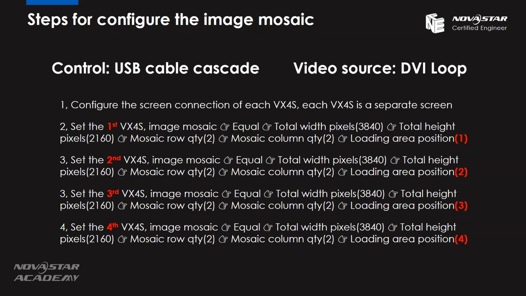And for some application scenarios, the customers may have a requirement to switch the video source and open multiple layers. But for the VX4S here, if we use DVI loop to be the signal for the VX4S, the video source input can only be the DVI. So which means we cannot do the signal switch. And if we want to open layers, the VX4S only supports picture-in-picture, and the picture-in-picture can only be opened within the loading area of that VX4S.